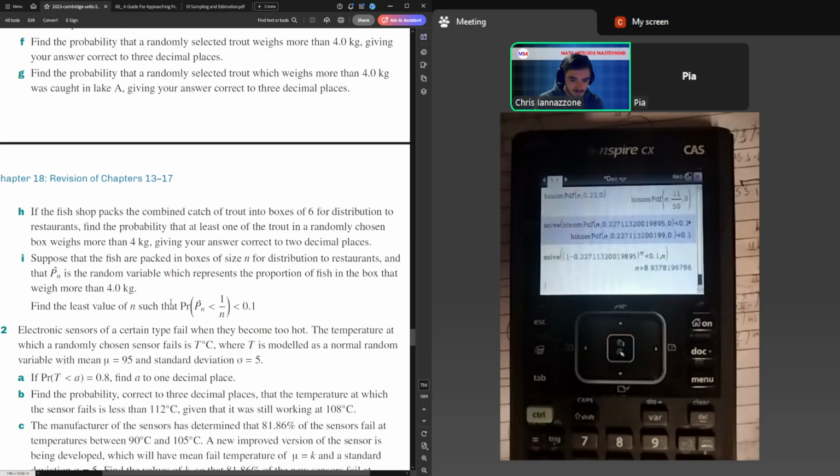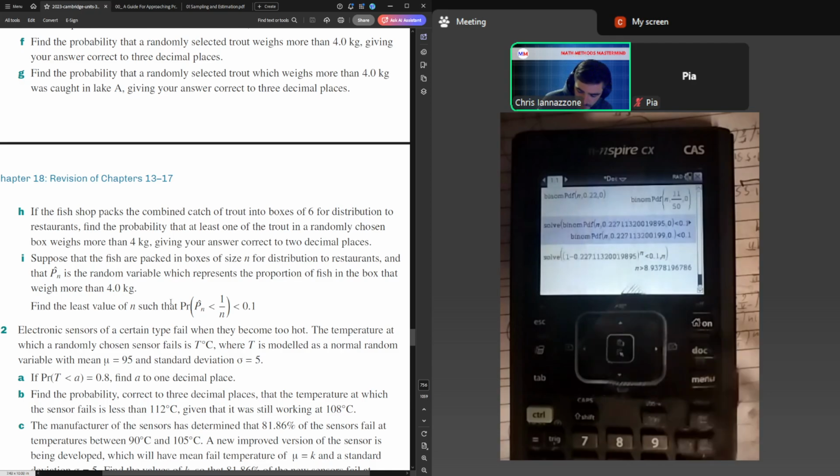Can we round it? Round it is correct. How do you round it? Would it just be 8? N has to be greater than 8.9. So it's not going to be 8 in this case, it's going to be 9.